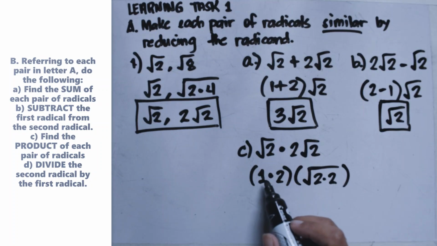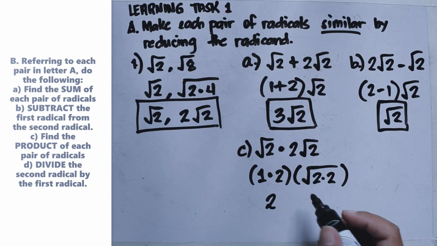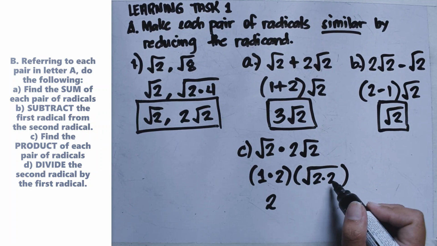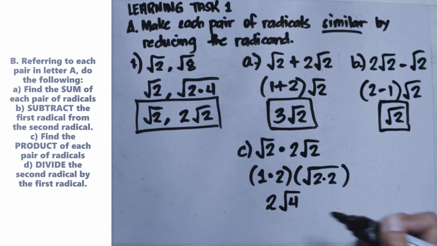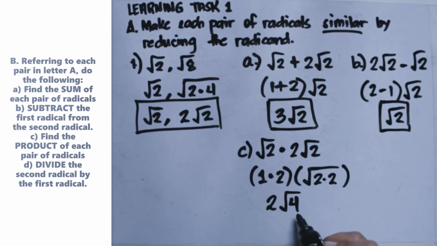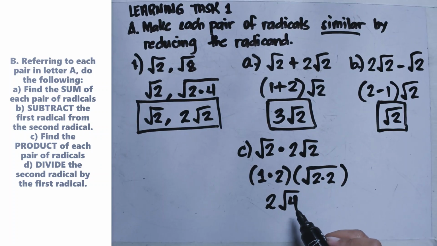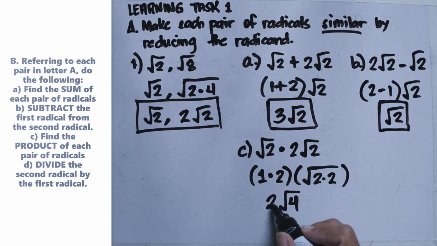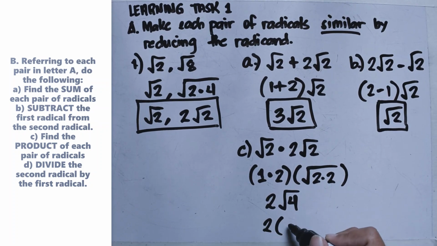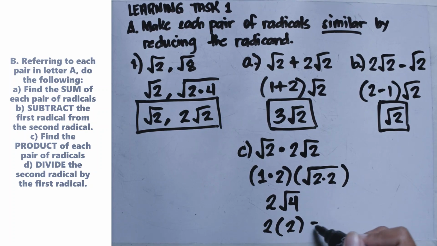So let's multiply. We have 1 times 2, we have 2. And then 2 times 2, we have 4. So square root of 4. But this is not yet in simplest form, because the square root of 4 can still be simplified. What is the square root of 4? We copy this, and the square root of 4 is 2. So we have 2 times 2 is equal to 4.